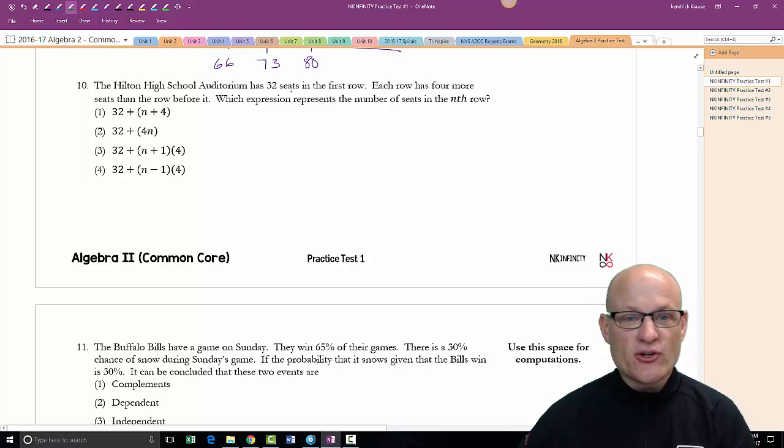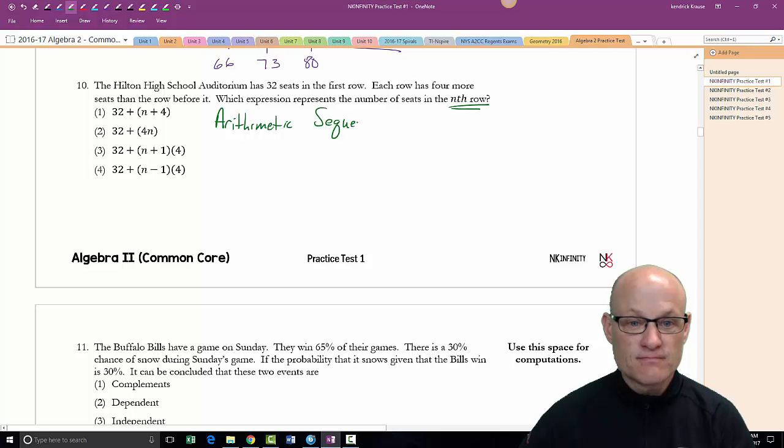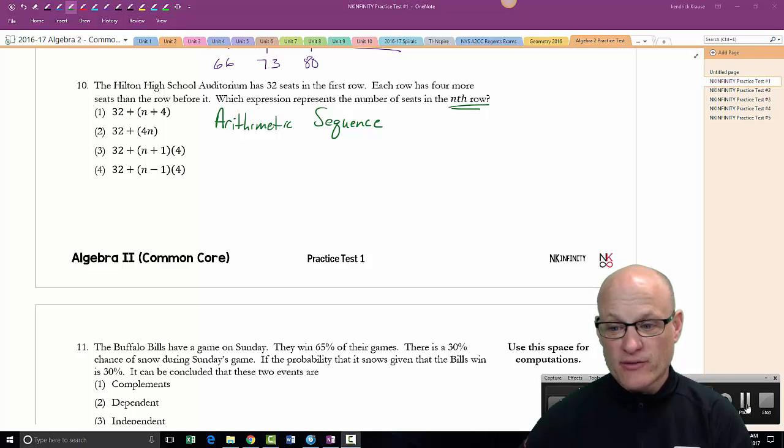Has an auditorium, has 32 seats in the first row, and each seat has 4 more seats than the row before it. Which expression represents the number of seats in the nth row? Well, if you don't know that this is an arithmetic sequence, then you are not doing well. We'll talk about that in a second.